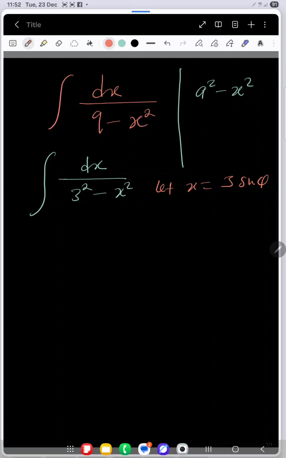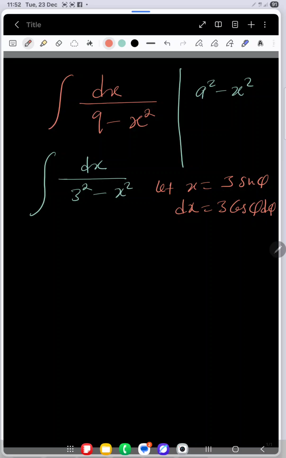Then after getting 3 sine theta, get dx. So your dx is going to be differentiating there. The 3 is constant. Differentiating a sine theta gives a cos theta. Here we are getting dx, not d theta. So dx is equal to 3 cos theta, then you add d theta like that. Now from there, replace these assumptions or parameters in the question.